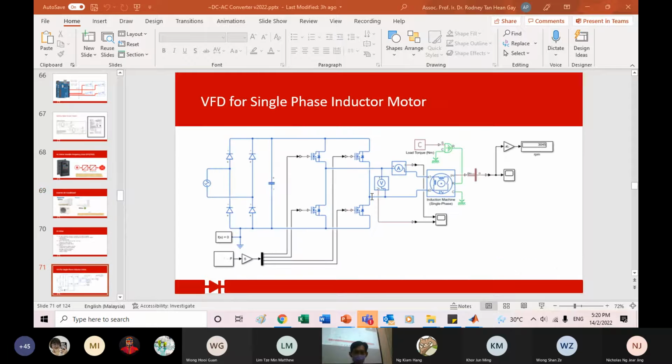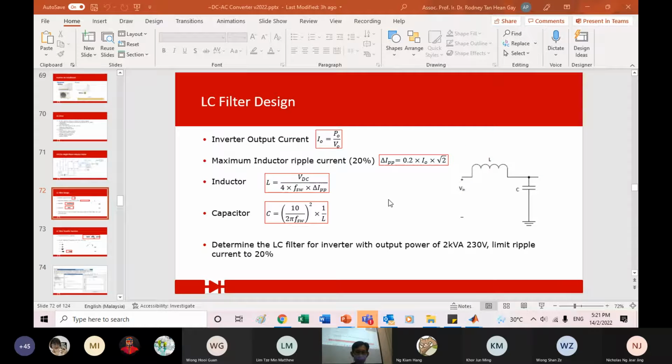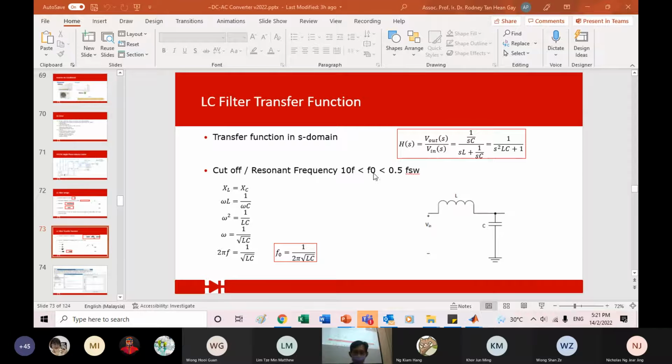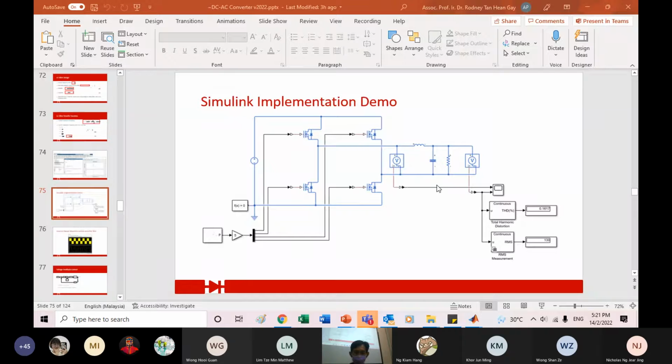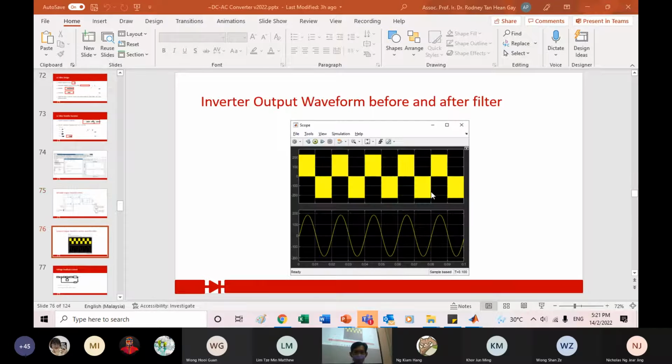Now we continue. I show how this can be modeled in Simulink, and later we talk about designing filters so that we can produce the sine wave voltage and sine wave current output. Then after that, these are the transfer functions. Then we implement simple filters, and we manage to convert those SPWM into a sine wave with a very, very low THD.